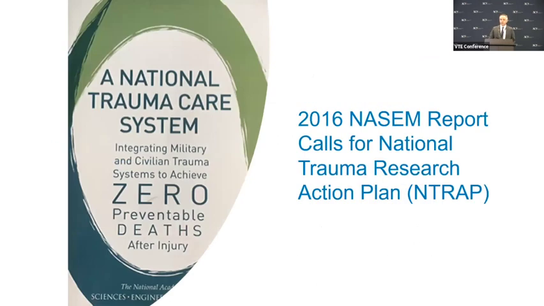So as we all know, in 2016, the NASEM report put forth a call for a National Trauma Research Action Plan. Part of the idea of this plan was to not only help us identify where we should go forward with trauma research, but also, as we just saw in our last panel session, to try to advocate for funding in the specific areas that we as the content level experts have decided are the highest priority topics.